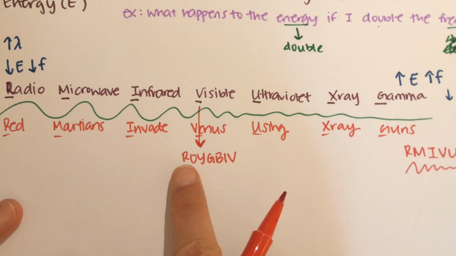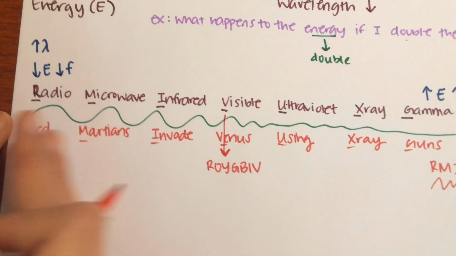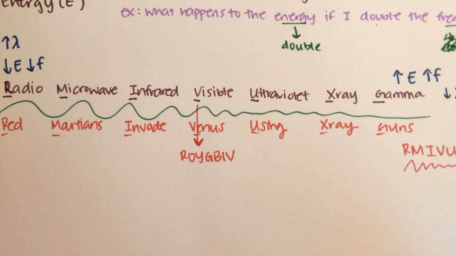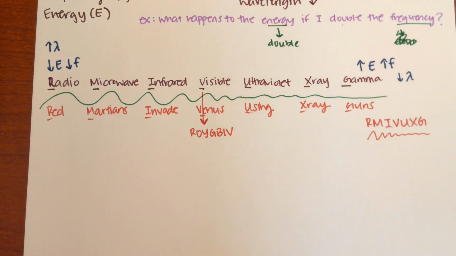So the trend is the same. Red is this trend here. Violet is this trend here. So think of it as this whole line here. All right. So we're going to use this spectrum to do some ranking.